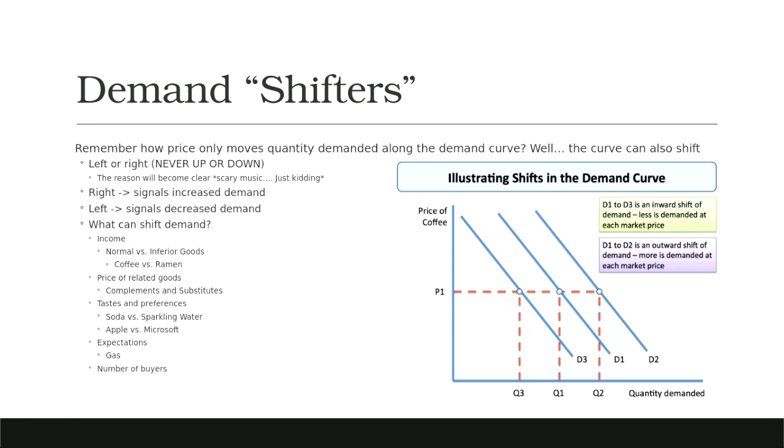What's interesting here is that you actually have two kinds of goods that are affected by income shifters. You have normal goods and inferior goods.